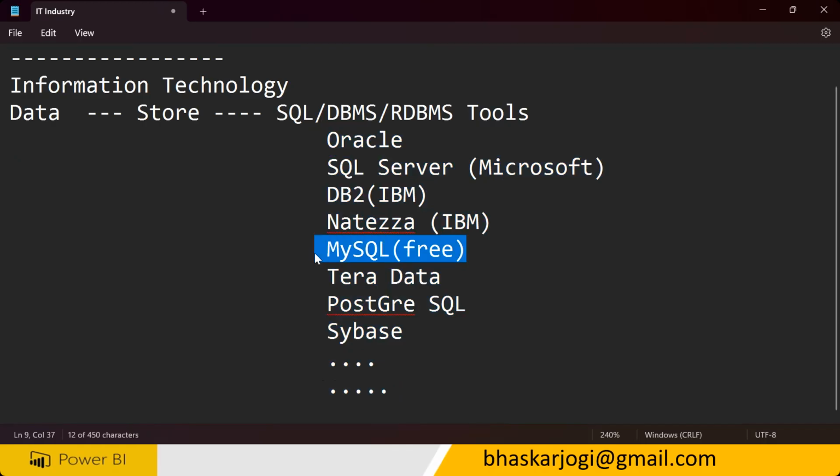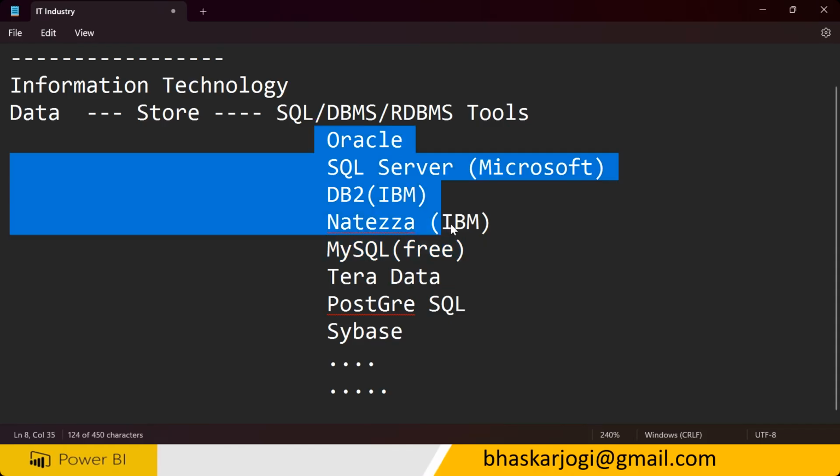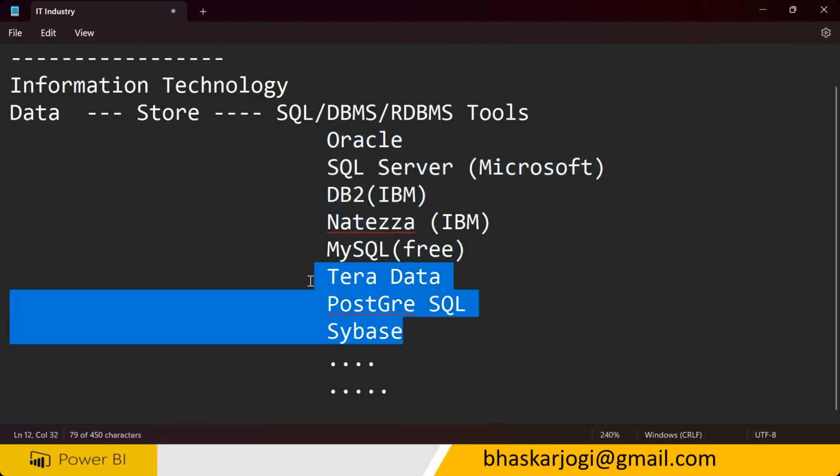Clear? Free means you cannot store a very big amount of data, but small companies are going to be using MySQL. But bigger companies like Amazon, IBM, State Bank of India, Walmart, Flipkart may be using Oracle, SQL Server, or DB2. All these are paid softwares that bigger companies are going to be using. Clear?